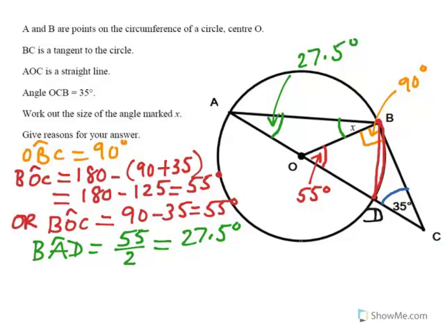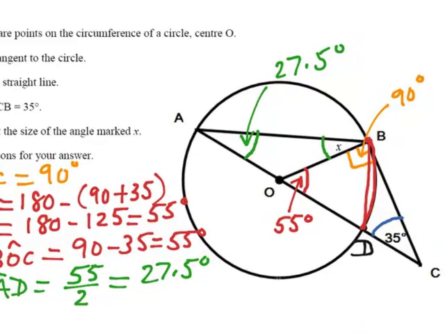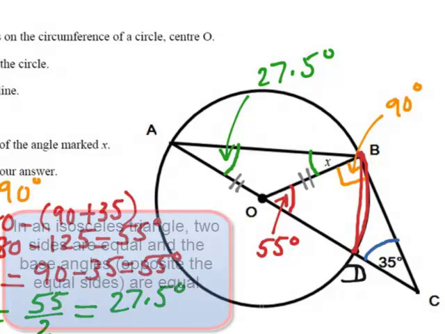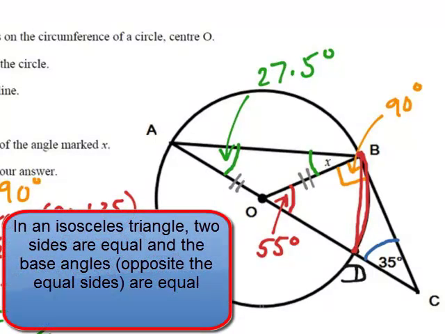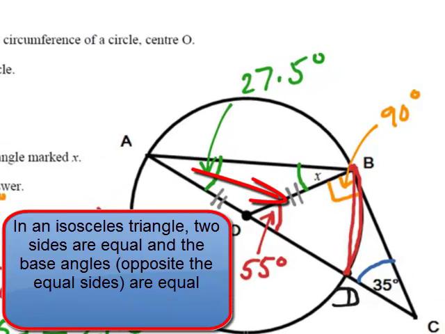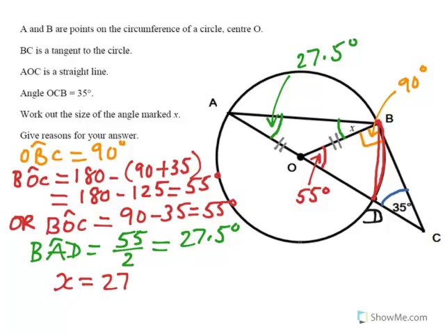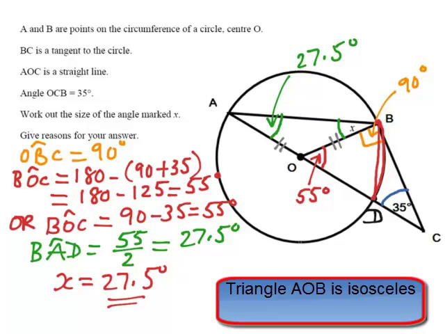Well, we're nearly there. What type of triangle is the triangle AOB? Well, it's an isosceles triangle because OA is a radius and so is OB, so they must be equal. That means two of the base angles must be equal. And the angles that are equal are the ones opposite the equal sides. So the 27.5 is opposite OB, and angle X is opposite OA. So we can write that X equals 27.5 degrees. Okay, and the reason is AOB is an isosceles triangle.